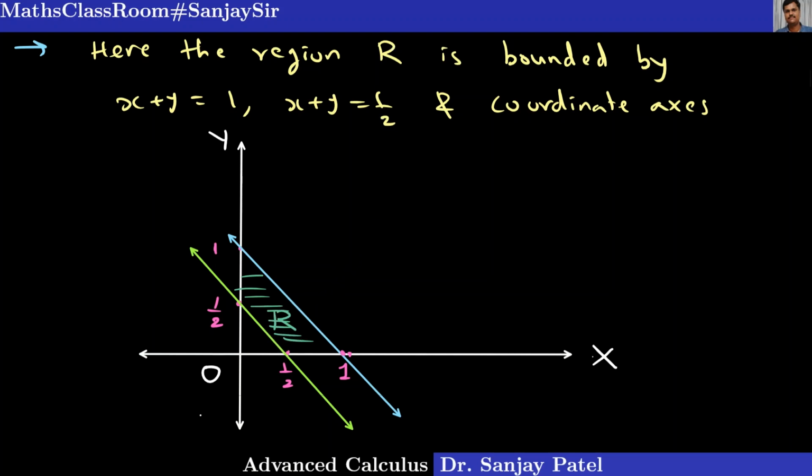Okay. And the equations of these lines: this line is x plus y is equal to 1/2 and this line is x plus y is equal to 1, and this is our region of integration. So it is this region, something like a trapezium or a parallelogram. No, it is not a parallelogram, it is something like a trapezium. So this is our region of integration.